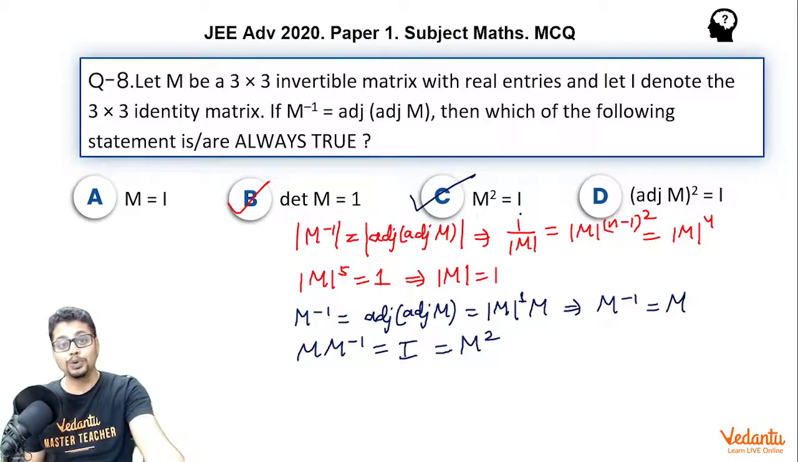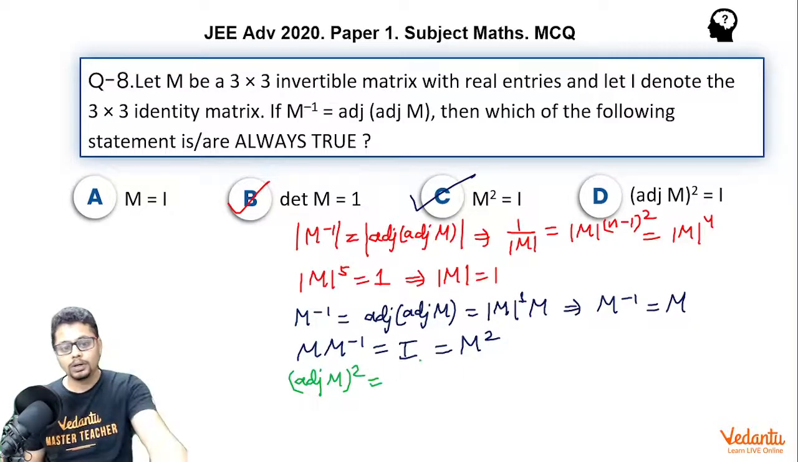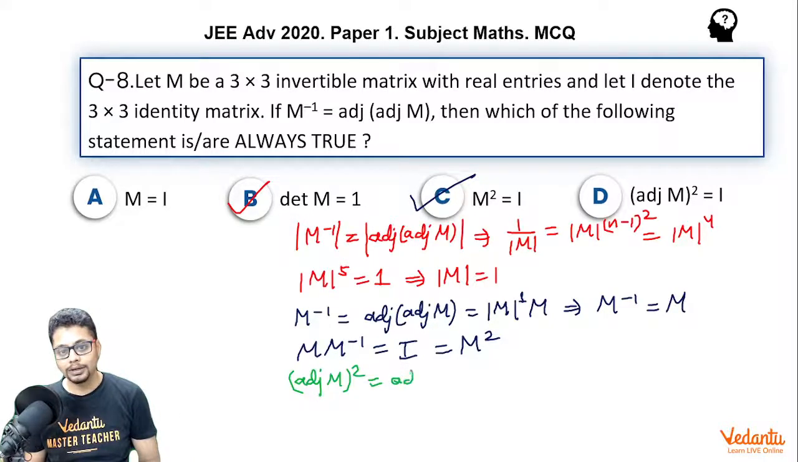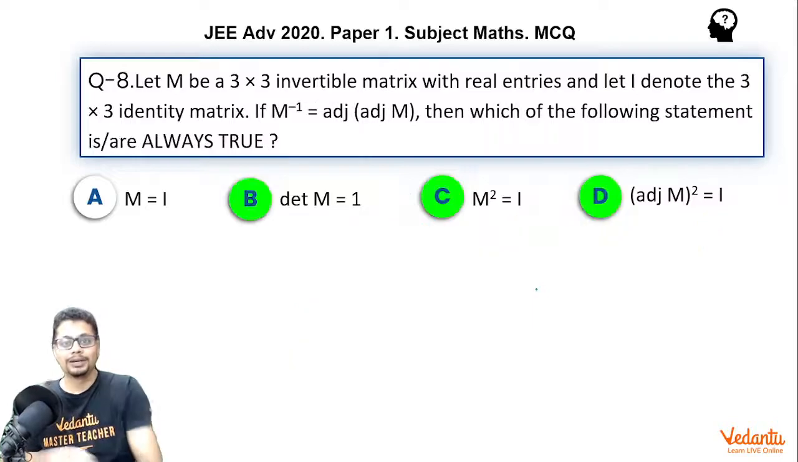And now let's explore the D option. Coming to the D option, I have adjoint of M whole square. Now adjoint of M whole square is the same as adjoint of M square. And just now we have found out M square is identity matrix. So that essentially means adjoint of I, which essentially is identity matrix only. So that means D is also correct. So that essentially means for this question my answers are B, C and D.